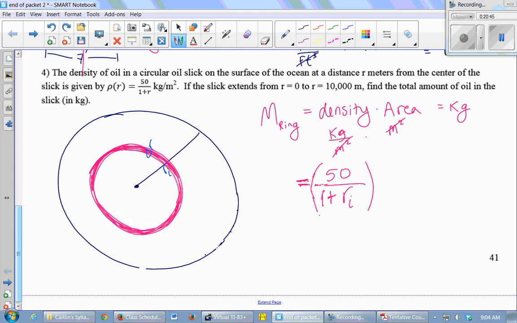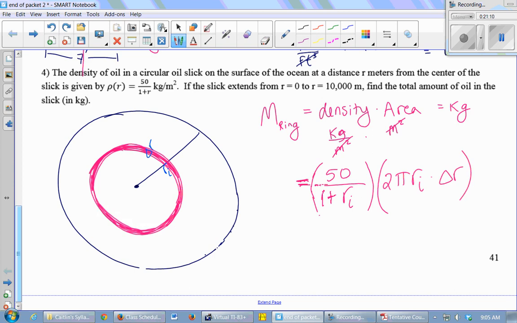Okay. So my area is going to be the circumference of the circle at r sub i, and the circumference of a circle is 2 pi r. So this is going to be 2 pi r sub i. That's the circumference of the circle times the width of the ring, because that would be the height of a rectangle, delta r.